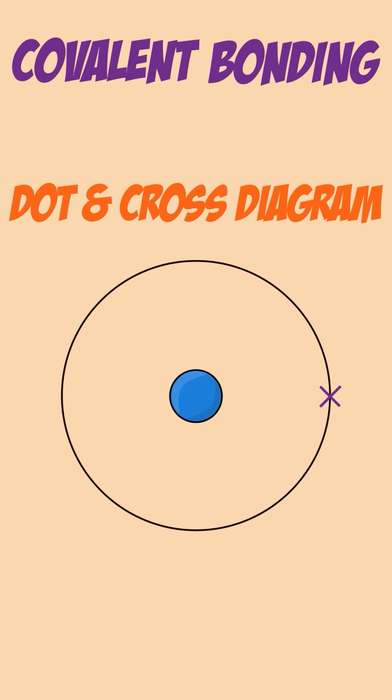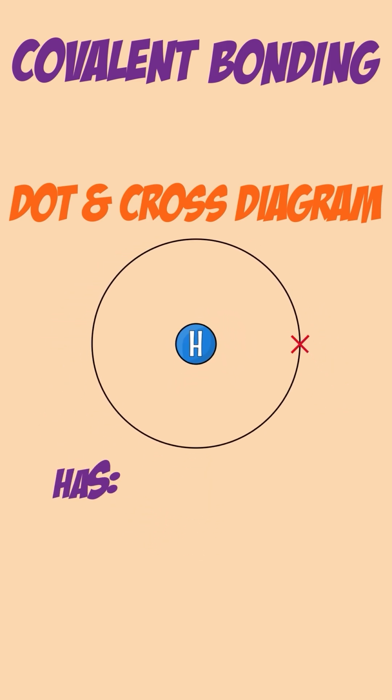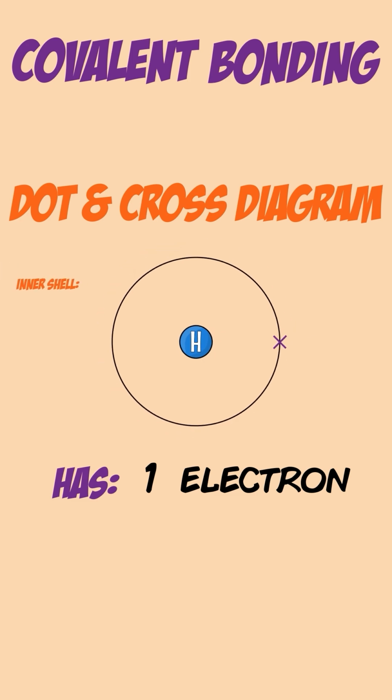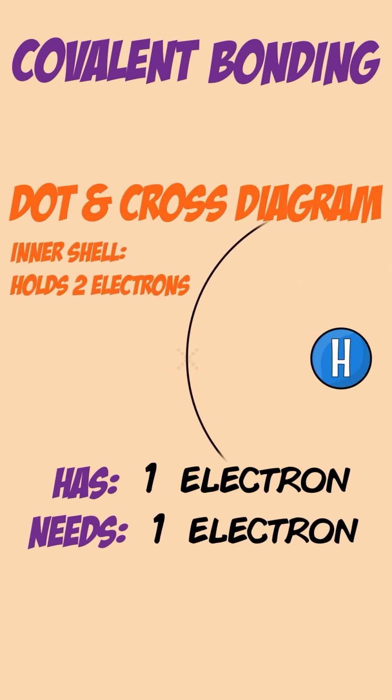So for example, if we had hydrogen, drawing a dot and cross diagram for a single hydrogen atom shows that there's only one electron in the outer shell. And as this is the very inner shell, it only holds two electrons. So you'd only need one more electron to get a full outer shell.